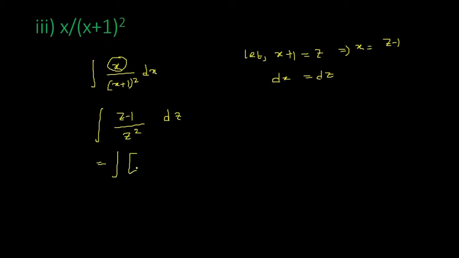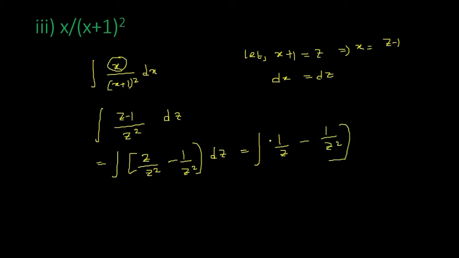Now, separating this, that will become z by z square minus 1 by z square dz. So that will be 1 by z minus 1 by z square. As we all know, the integration of 1 by x is log of mod x. So here integration of 1 by z will be log of mod z, minus, what will be the integration of 1 by z square? 1 by z square can be written as z to the power minus 2.